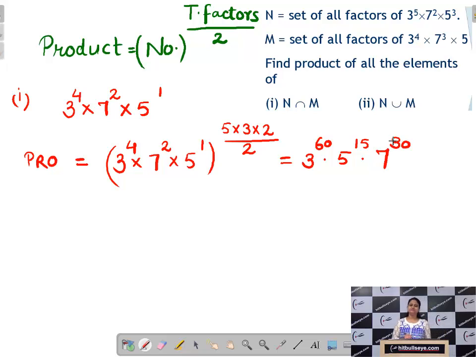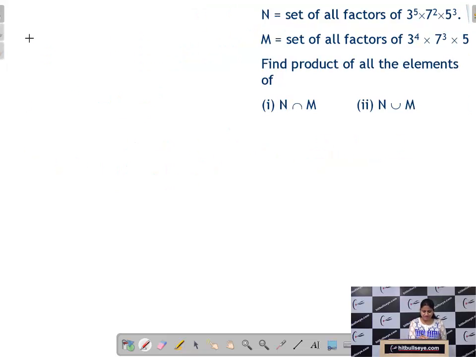And this will be the answer for first part. Let us move to second part. In this part, we want to calculate the product of all the elements of n union m. Once again, first of all, we will write the product of all the elements of n, which comes out to be 3 raised to power 5 into 7 square into 5 cube.